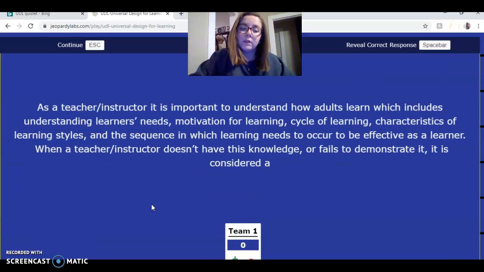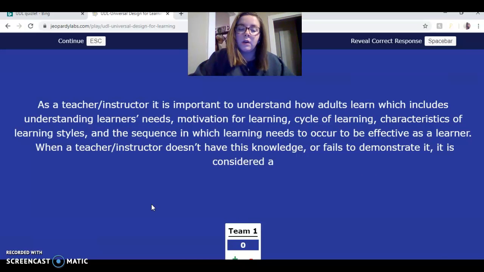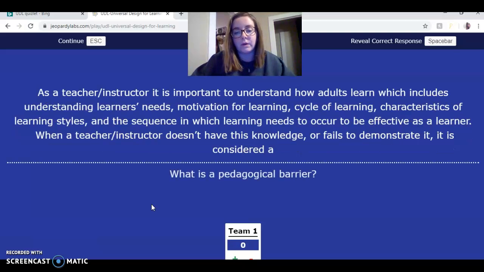Barriers for 500. As a teacher instructor, it is important to understand how adults learn, which includes understanding of learners' needs, motivations for learning, cycle of learning, characteristics of learning styles, the sequence in which learning needs to occur to be effective as a learner. When a teacher does not have this knowledge or fails to demonstrate it, it is considered a pedagogical barrier.